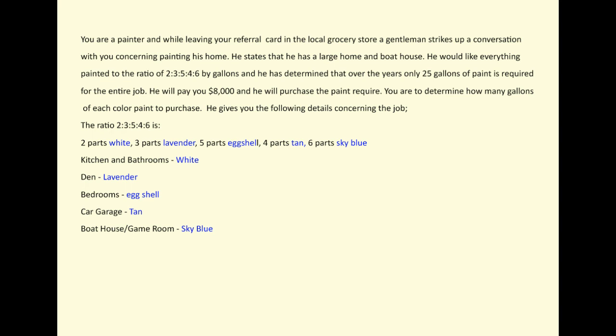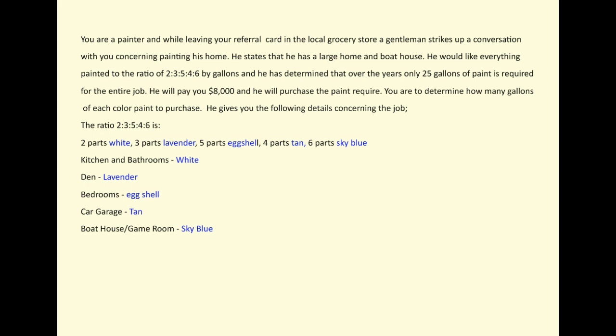He will pay you $8,000 and he will purchase the paint required. You are to determine how many gallons of each color paint to purchase. He gives you the following details concerning the job. The ratio is 2 to 3 to 5 to 4 to 6 and is 2 parts white, 3 parts lavender, 4 parts eggshell, 4 parts tan, 6 parts sky blue. He requires that his kitchen and bathrooms be painted white, the den painted lavender, the bedrooms painted eggshell, the car garage painted tan, and his boathouse and game room painted sky blue. Now, it is up to you to determine how many gallons of paint are required according to his ratio to be purchased, okay? Let's see how we would do that.